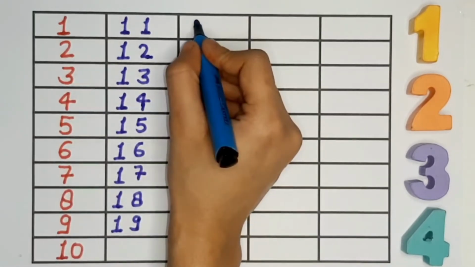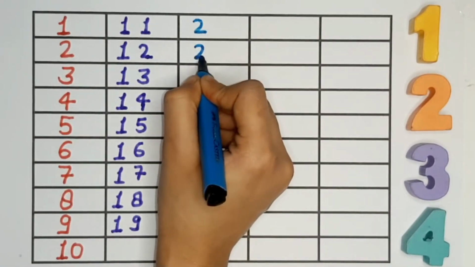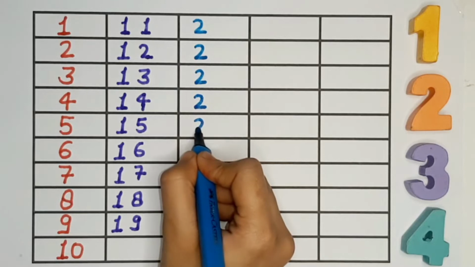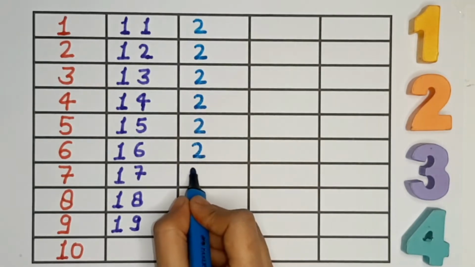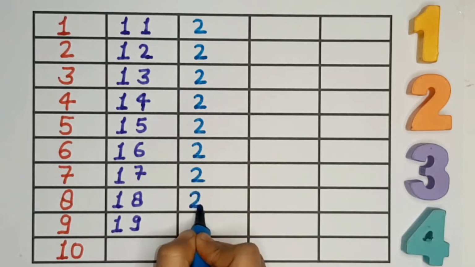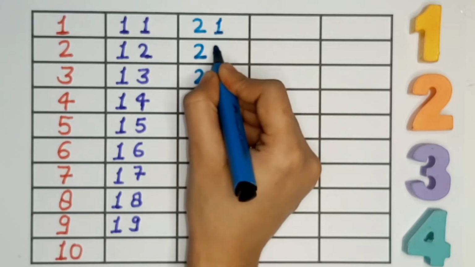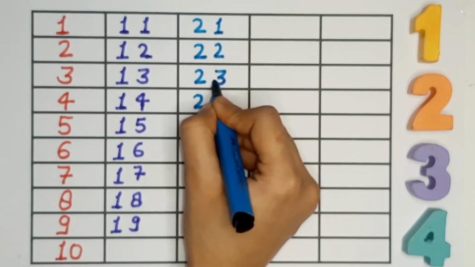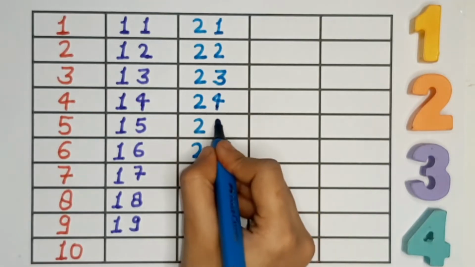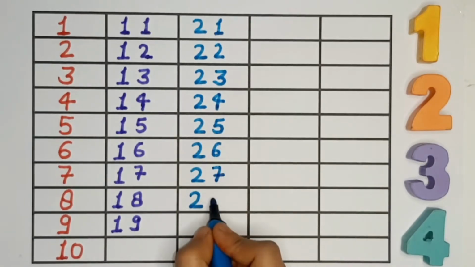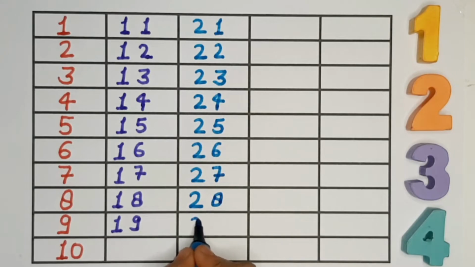Now, 2, 2, 2, 2, 2, 2, 2. One, two, 3, 4, 5, 6, 7, 8, 2, and 9.